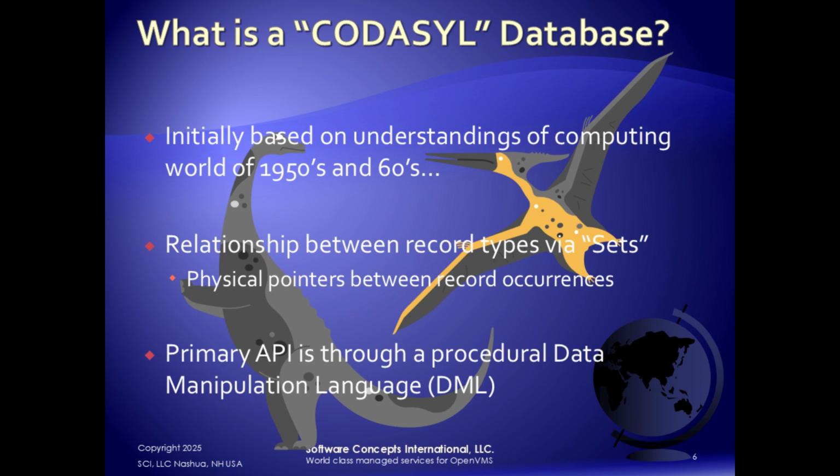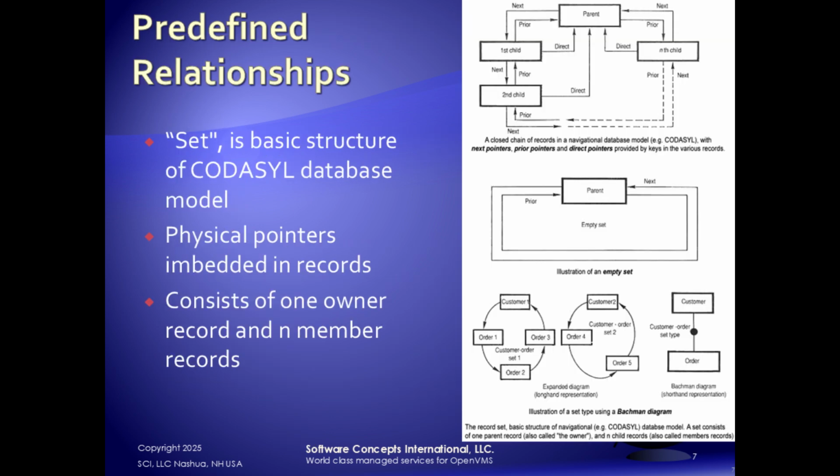In the CODASYL database, the key relationships between the data really have to be pre-mapped and predefined by the person who originally developed the schema. So they say, okay, if I'm going to go from the inventory record to inventory detail, then I need to create something called a set, a named relationship between these two data. But this named relationship is really just a name for these pointers, this linked list in between.